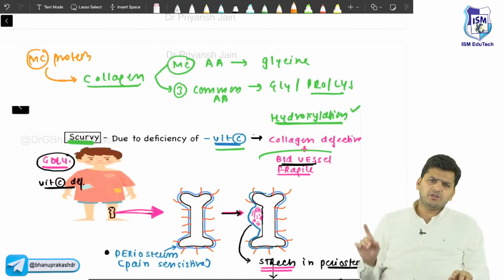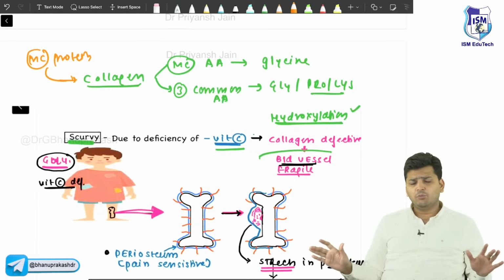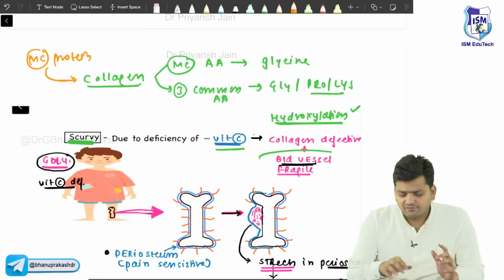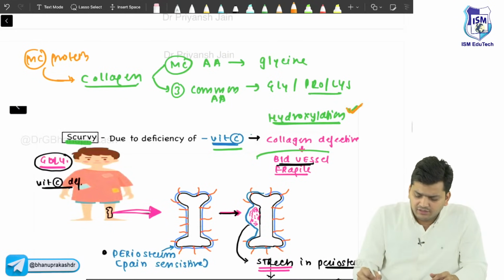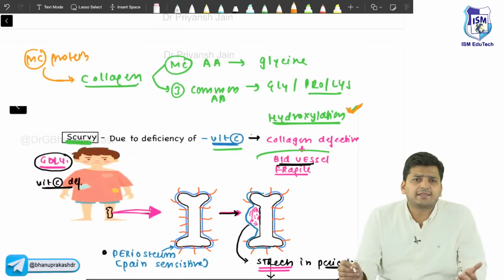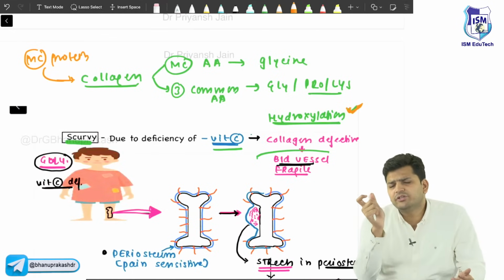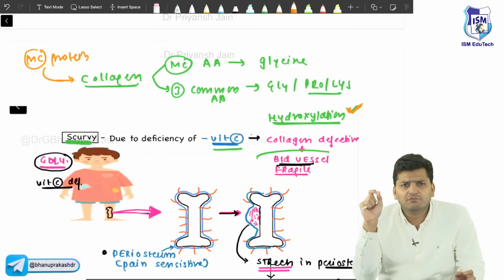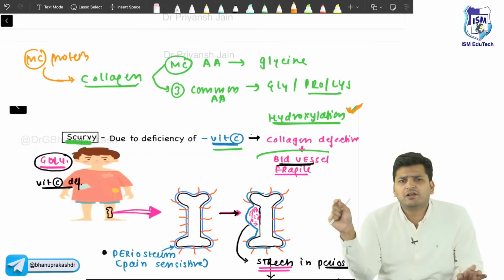What are the three common amino acids? Glycine, proline, lysine. Which is the most common protein? Collagen. During collagen synthesis, we require vitamin C for hydroxylation. If the vitamin C is not there, the hydroxylation of these amino acids, proline and lysine, will not happen and the collagen will be very defective, particularly the blood vessels. They will be very fragile. With a small trivial trauma, they will rupture.